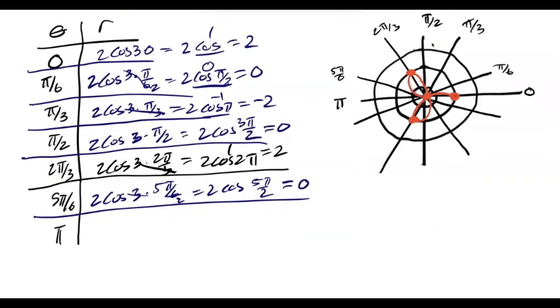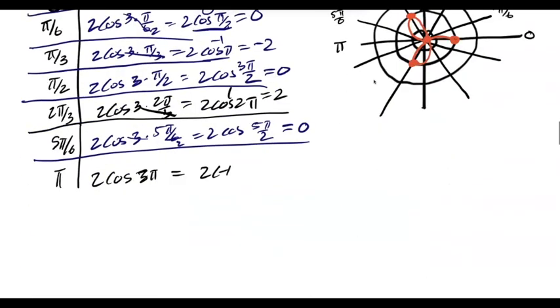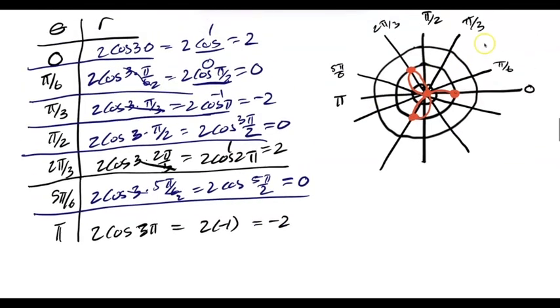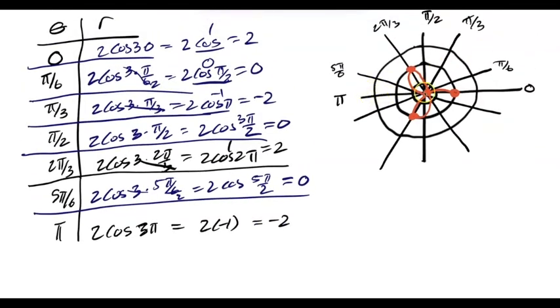And then one more, cosine of 3 pi, I should say. 3 times pi, so negative 1. So it's 2 times negative 1, so negative 2. But pi, this line here, we're going to go back to. This is the line we're going to go back to, 1, 2. So we go back to where we started.